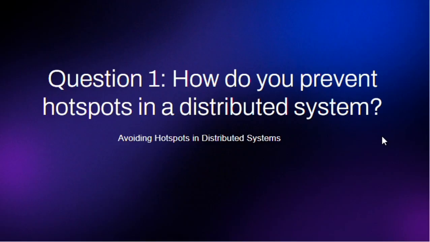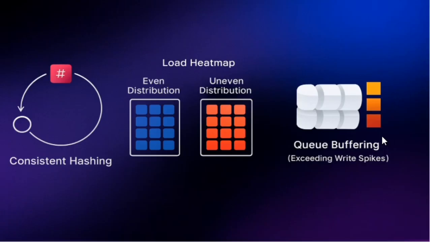Question 1. How do you prevent hotspots in a distributed system? Hotspots occur when one server, shard, or node gets disproportionate traffic, causing performance issues. To prevent them, use consistent hashing to evenly distribute requests and keys across nodes. Introduce randomization or load-aware partitioning for skewed workloads, and add caching layers to reduce repeated database hits.